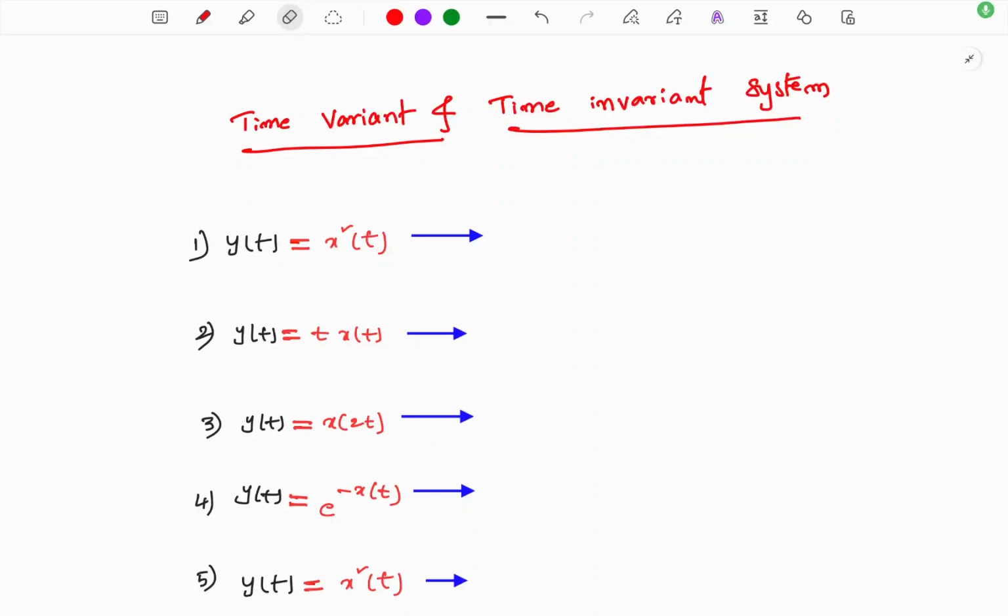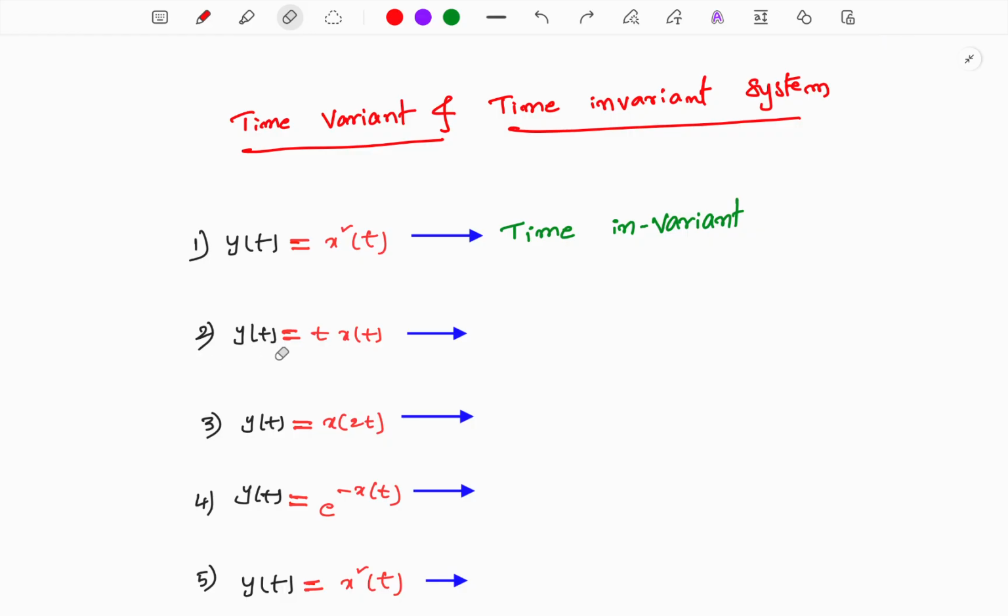Now in this video we will see some more examples of time variant and time invariant systems. Y of t is equal to x square of t. This is a time invariant system.